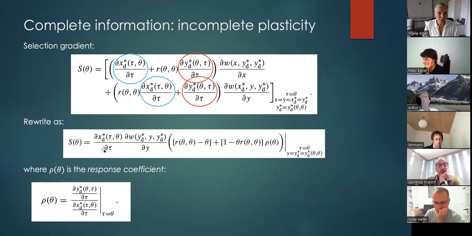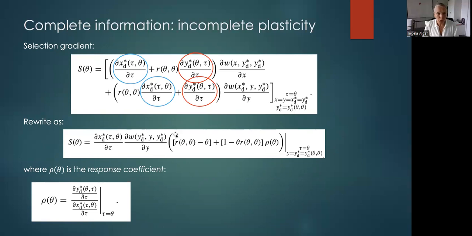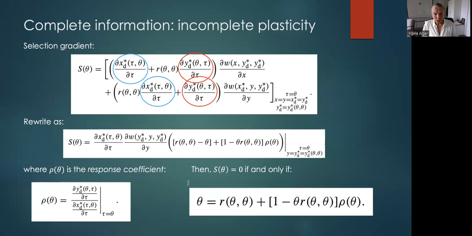And here we have two terms. This is positive, this is also positive. And so identifying a candidate for an uninvadable value of theta now boils down to identifying values of theta for which this is 0. Rho here is this response coefficient. It's the ratio of the effect of the mutant trait value on the resident over the effect of the mutant trait value on the mutant's equilibrium strategy. So the selection gradient is 0 if and only if this is true.